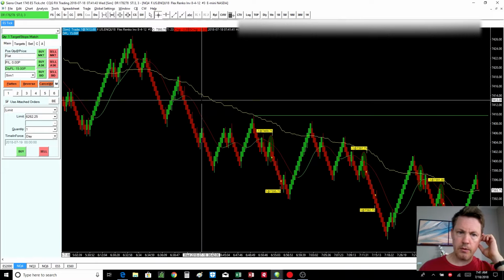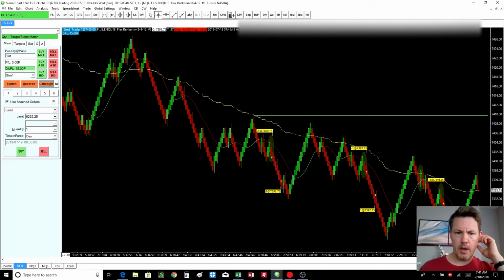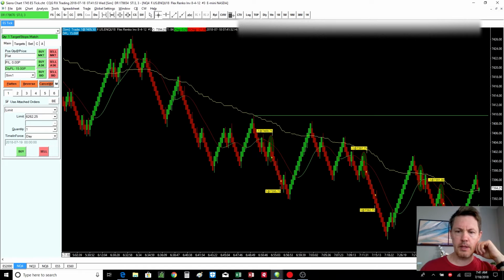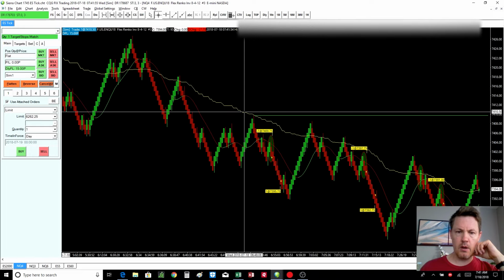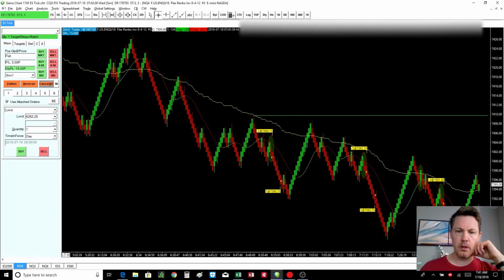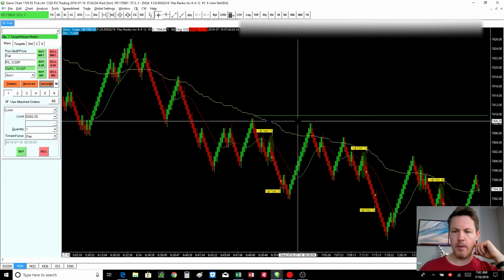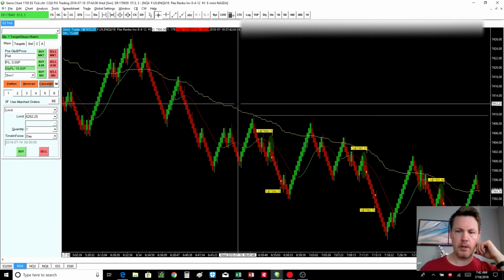So trade with the trend, and also trade with the higher time frame or bigger picture trend, which is indicated by the yellow curve. I'm only taking shorts when price is below the third rail, as he calls it, and I'm only taking longs when price is above the third rail.